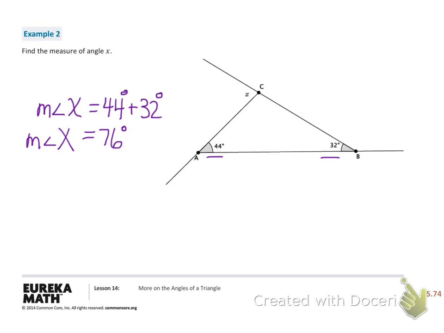The measure of this angle right here, angle ACB, would be 180 minus 76, which would be 104, right? So this angle would be 104 degrees, and this would be supplementary to that, minus 180, so this one would have to be the 76 degrees for this straight angle to add up to 180. Okay, let's go on to example 3.